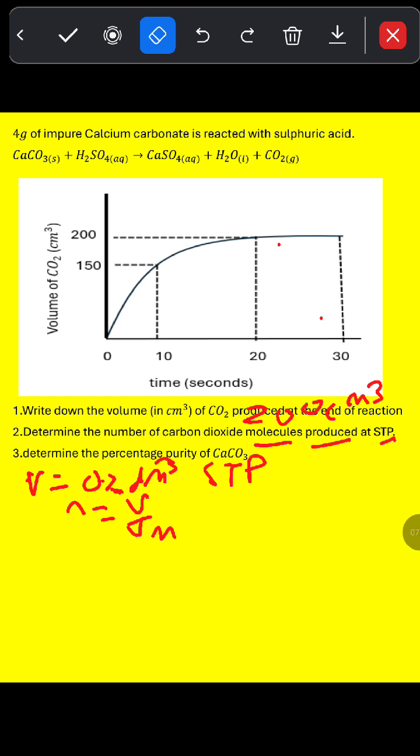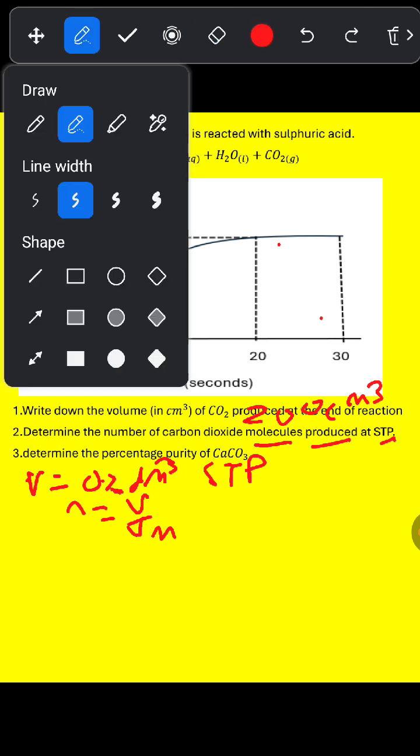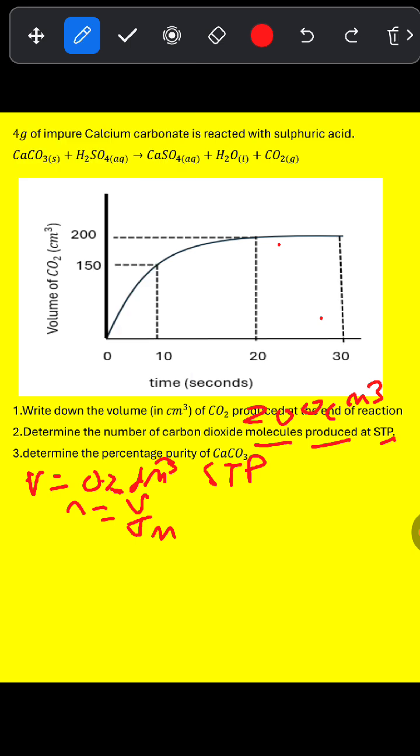Right. So from the volume that is given to us, I'm going to use this volume to calculate the number of moles of carbon dioxide. Okay, so we are given the volume of carbon dioxide. Given the volume, I'm going to use it to get the number of moles. Then, after getting the number of moles, I use those moles to get the number of particles.